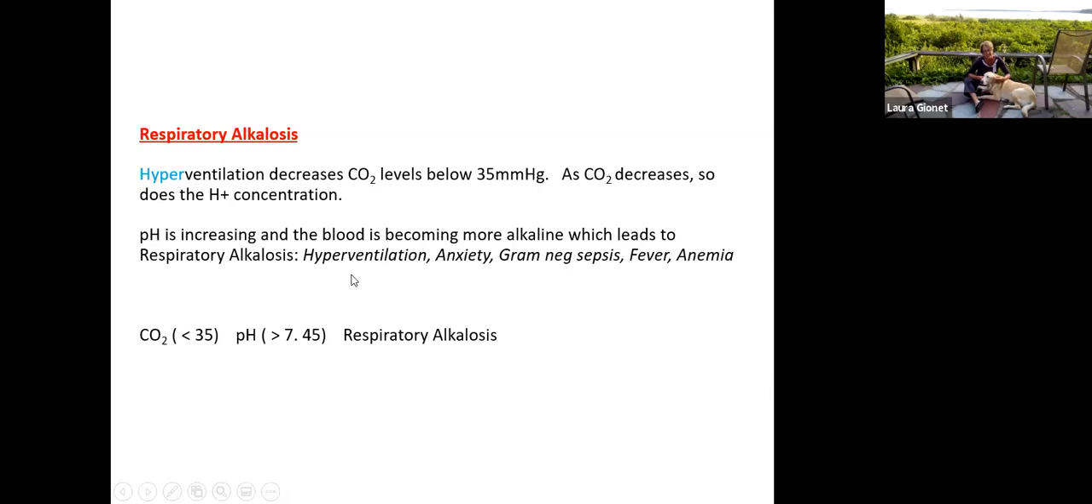Things that can cause that, anything that can produce hyperventilation, even anxiety, gram-negative sepsis, fever, anemia, right? All those different sources cause you to ventilate more frequently, above 12 to 20. Remember, normal respiratory rates are 12 to 20. Therefore, when we have respiratory alkalosis, we find the opposite of those two conditions for respiratory acidosis. Carbon dioxide is less than normal, less than 35, and pH is higher than normal, greater than 7.45.